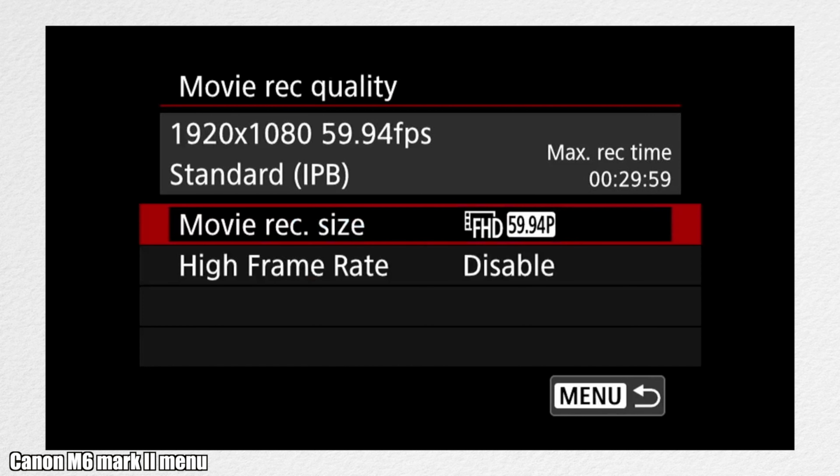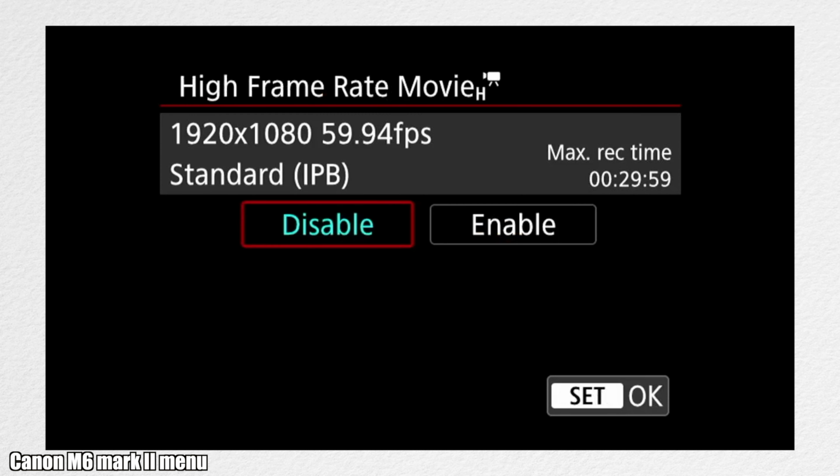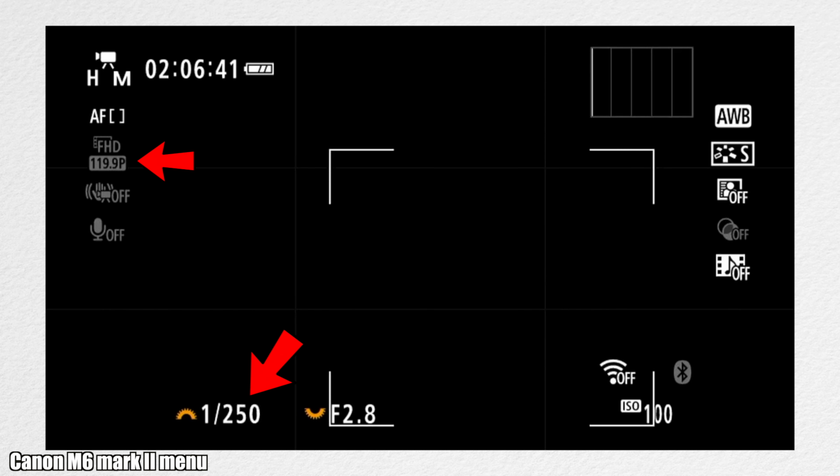Now, if we go over to NTSC, the same goes here. So let's say you shoot in 60 frames per second, then your shutter speed should be 1/120th of a second. If you choose to film in 120 frames per second, your shutter speed should be 1/240th of a second. Now, the cameras don't have 1/240th of a second. The cameras only have 1/250th of a second.